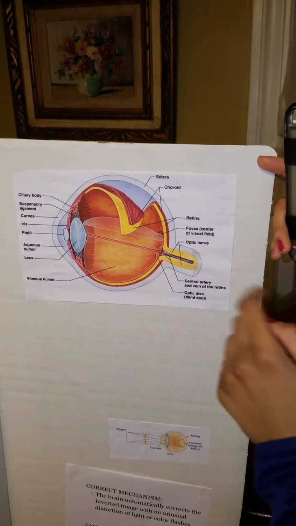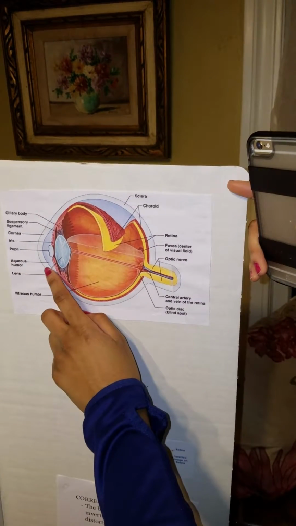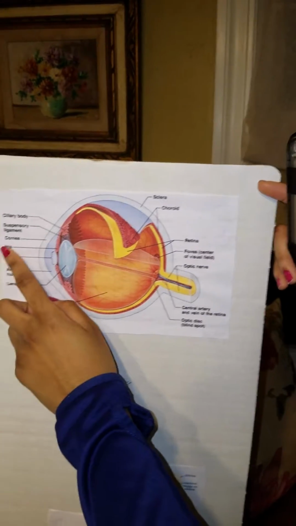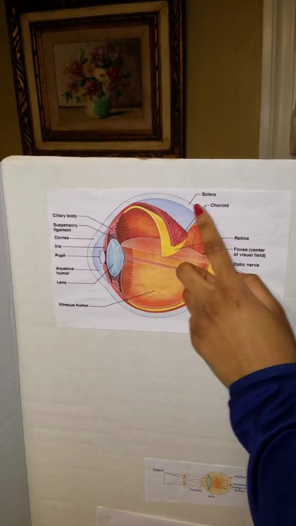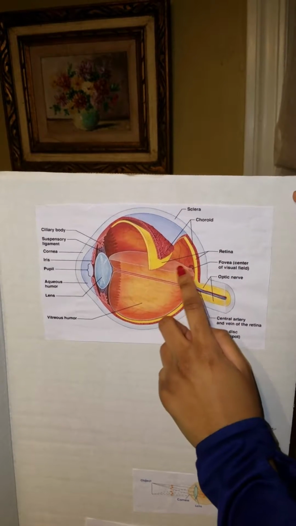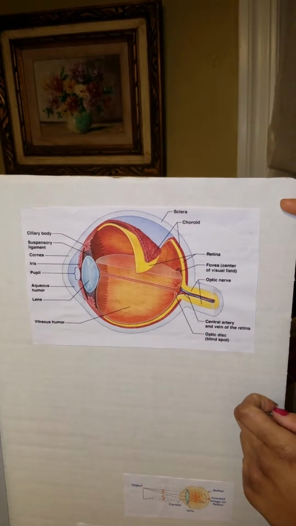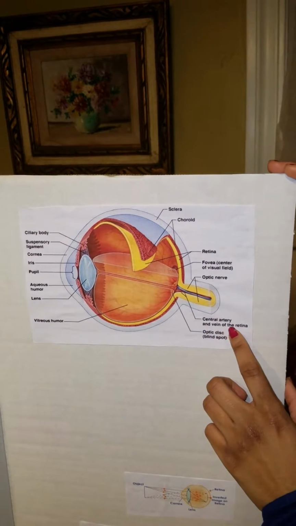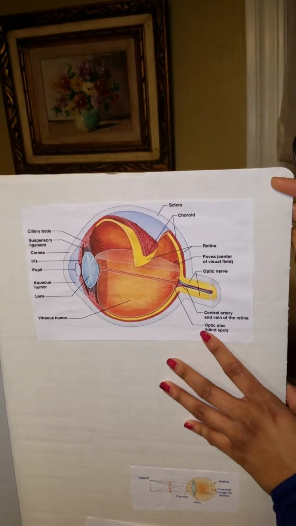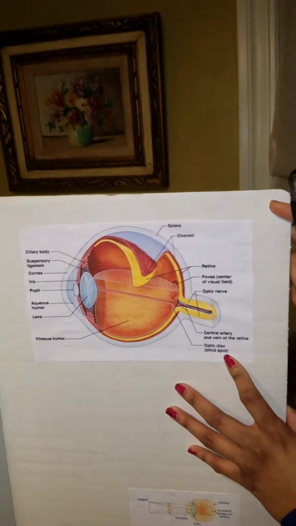Okay, so we found this picture of the eye, and basically that's the iris and the pupil. This is the aqueous humor, the lens, ciliary body, suspensory ligament, cornea, sclera, choroid, retina, fovea. This is the center, which is the visual field. The optic nerve, which is the trail of neurons. The central artery and the vein of the retina, which is blood. And the optic disc, so that's the blind spot, which is how that works with cars and whatnot.